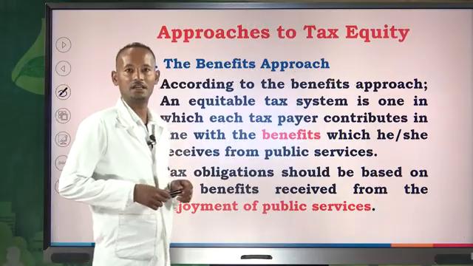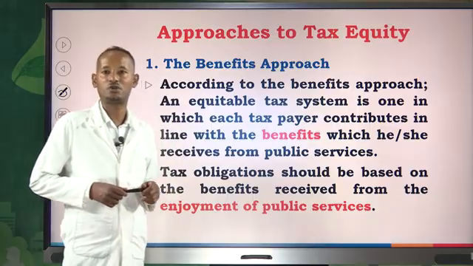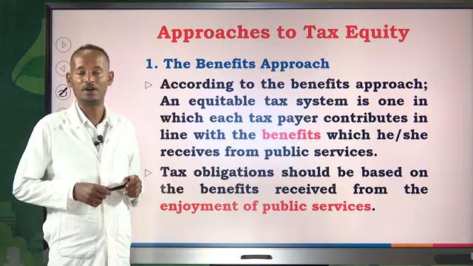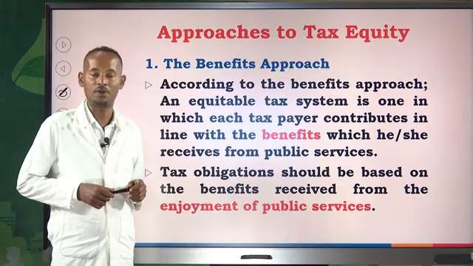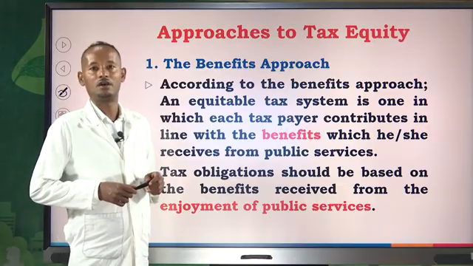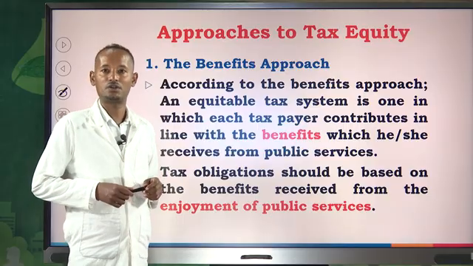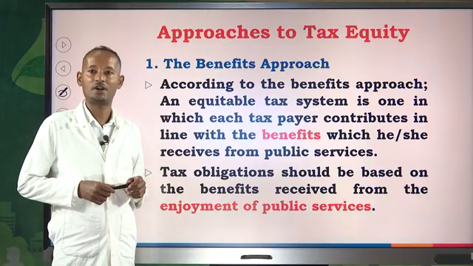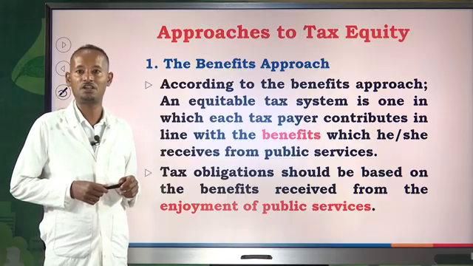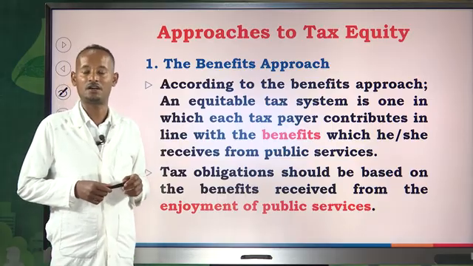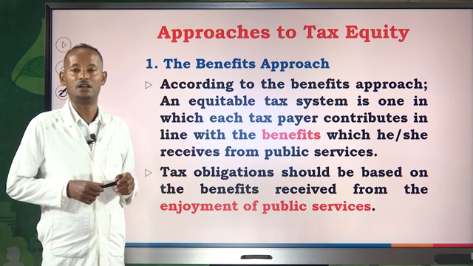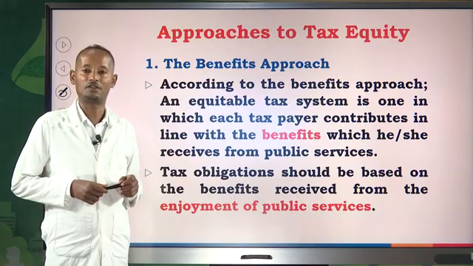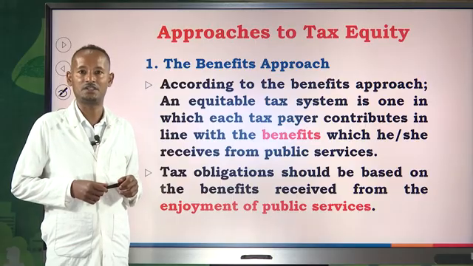Students, the day's lesson is about the approach to tax equity, and there are two approaches to tax equity called the benefit approach and the ability to pay approach. According to the benefit approach, an equitable tax system is one in which a taxpayer contributes in line with the benefits which he or she receives from public services. That means individuals will pay tax based on the benefits gained from the government or public goods and services.